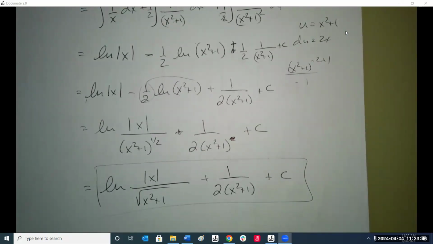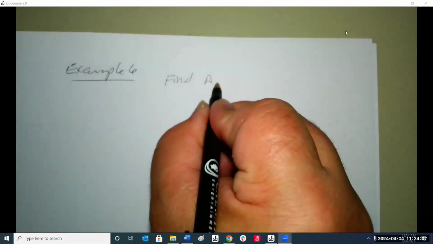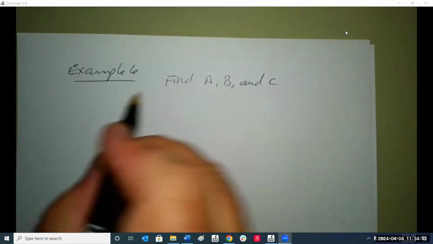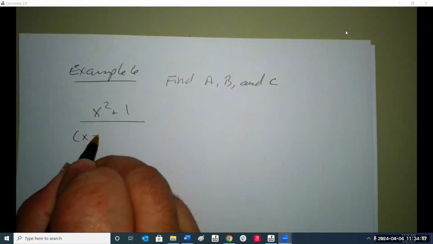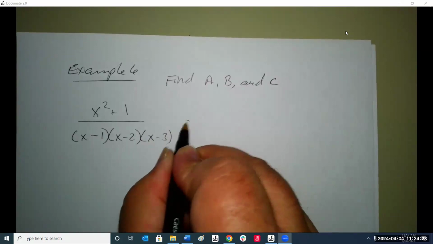That was a pretty long one. All right, let's do one more. Example 6. Find A, B, and C of this partial expansion: x minus 1, x minus 2, x minus 3.